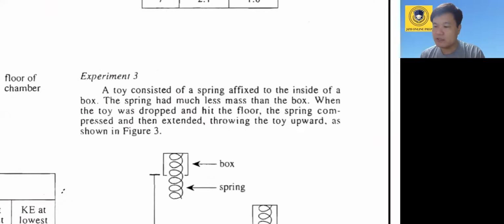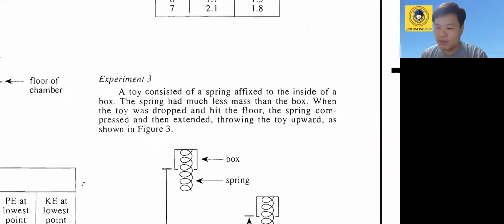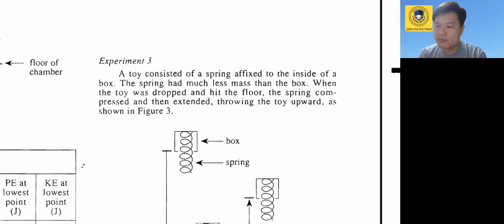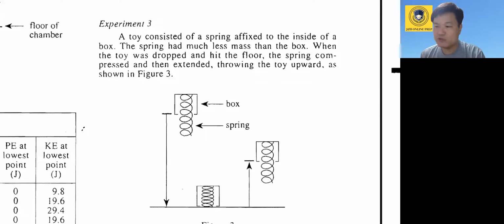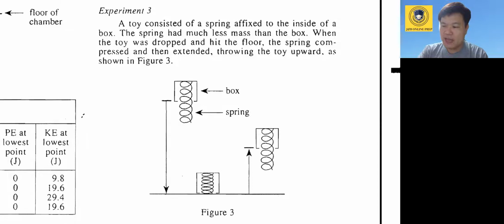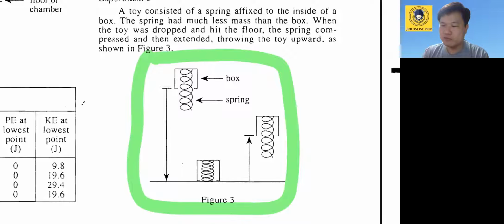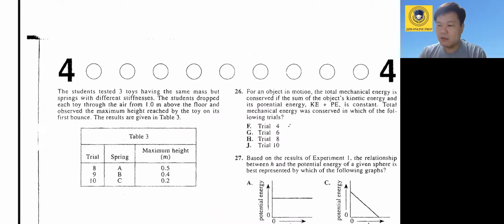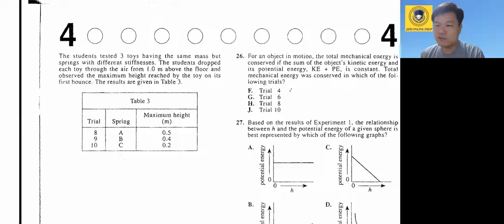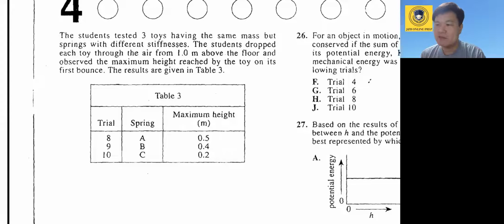What is experiment 3 about? A toy consists of a spring affixed to the inside of a box. The spring had much less mass than the box. When the toy was dropped and hit the floor, the spring compressed and then extended, throwing the toy upward as shown in figure 3. Okay, this is how it goes. We simply take a look at it, then move on to the next page.